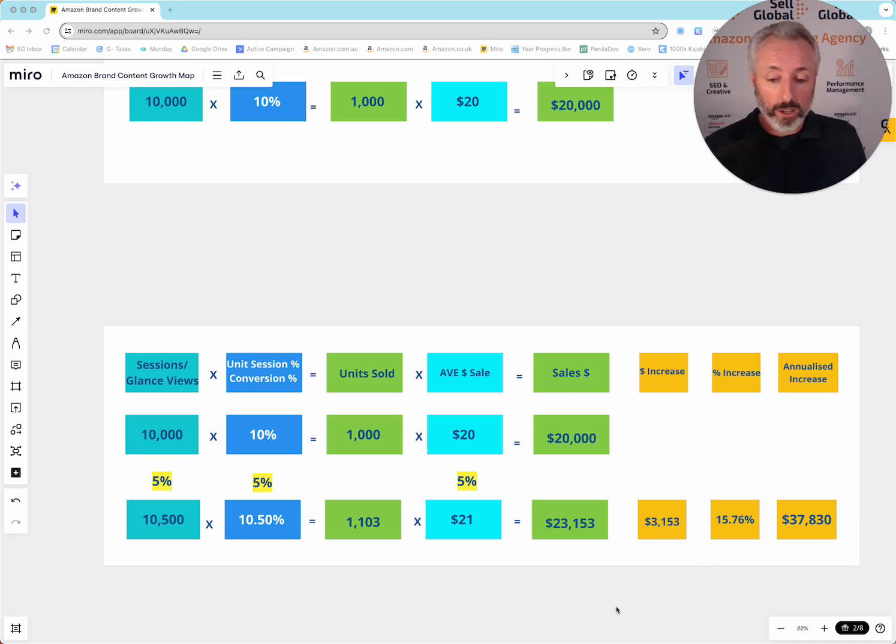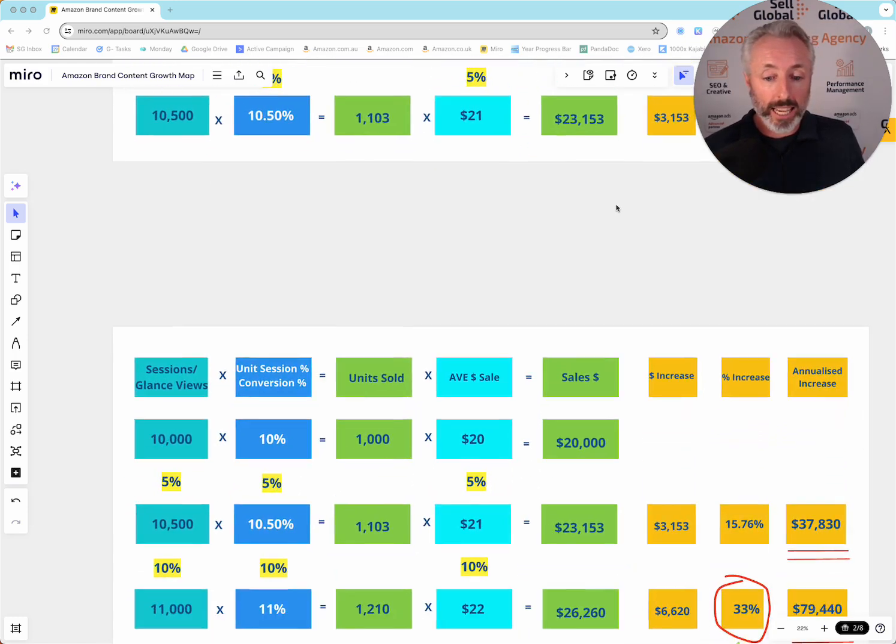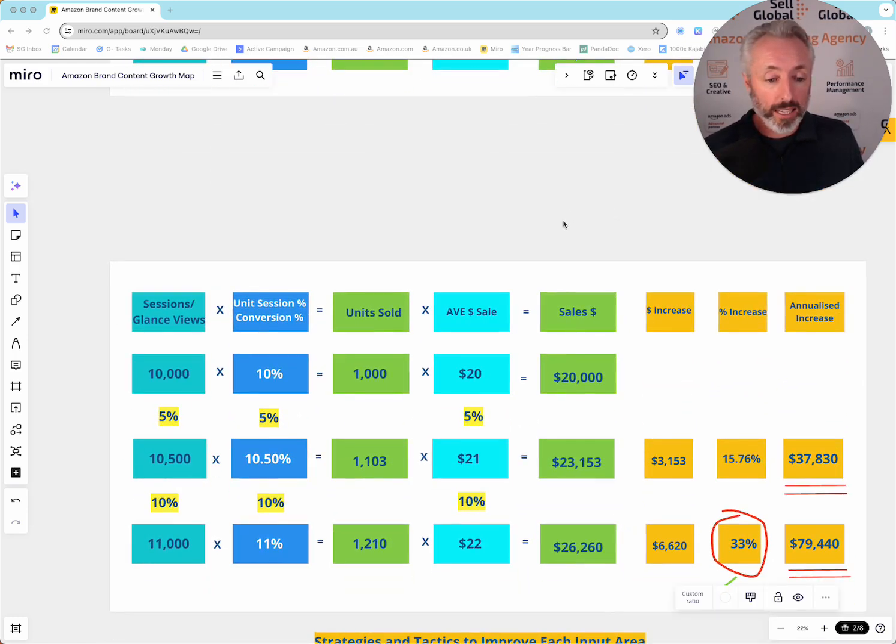So let's go a little bit more and say it's 10%. And what happens here is 11,000, 11%. Units sold is now 21% up. And then average price up to 22. We now have a 33% increase in sales, or an $80,000 increase over the year, and up to a $26,000 month, $6,000 up.